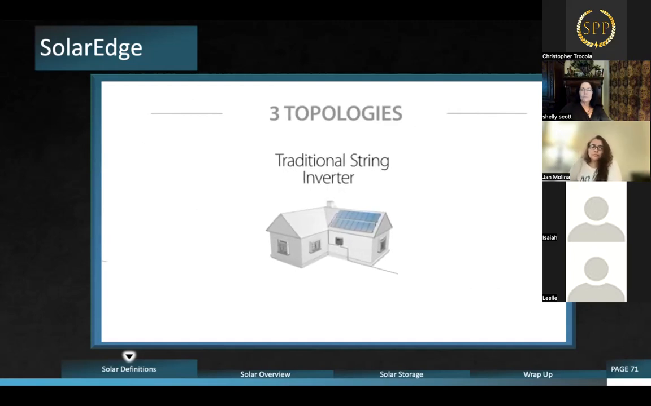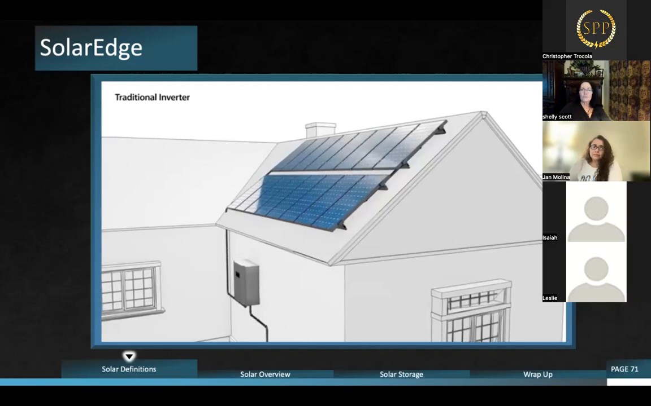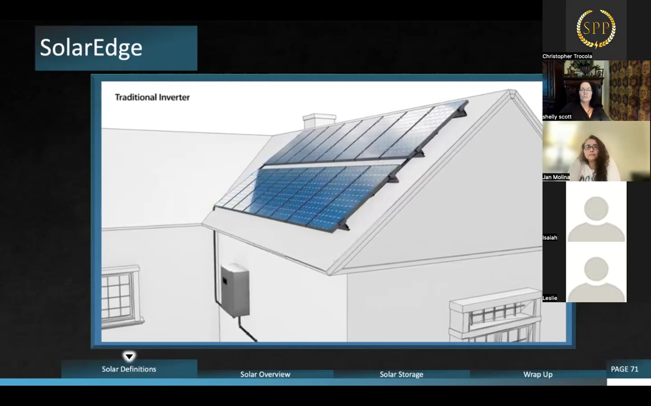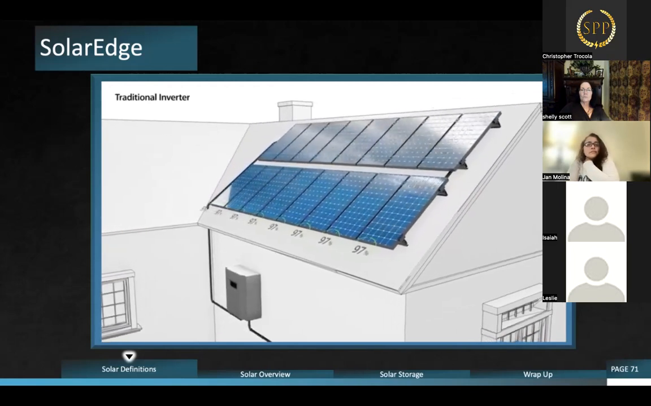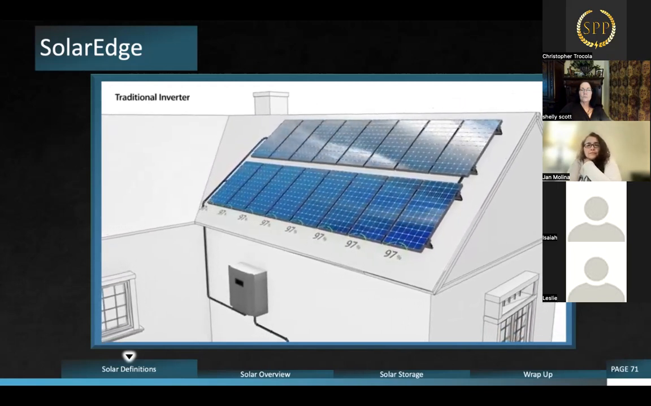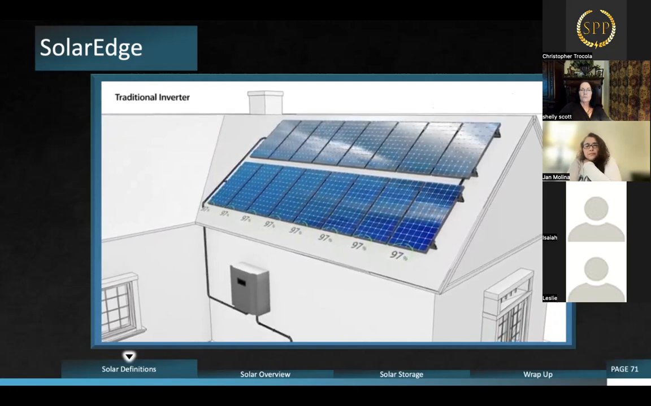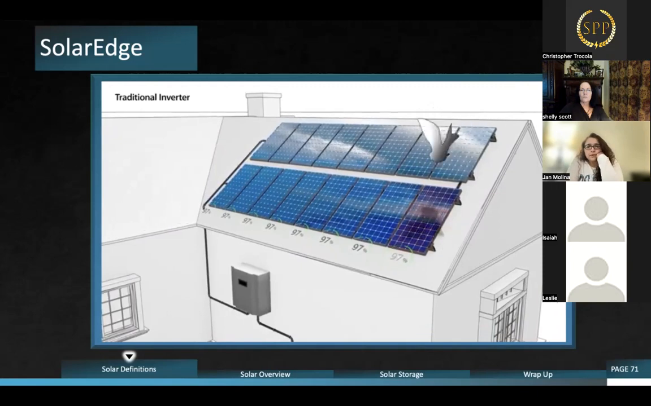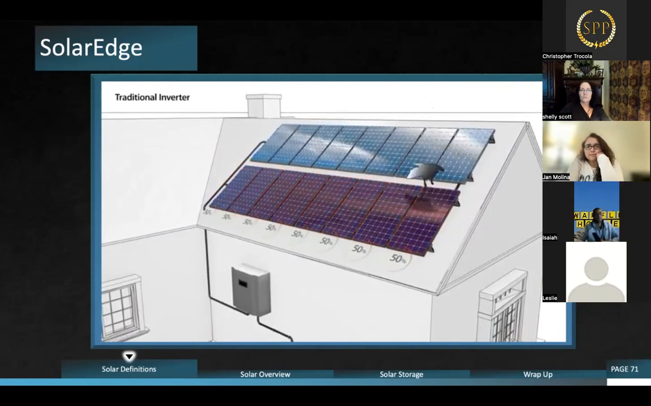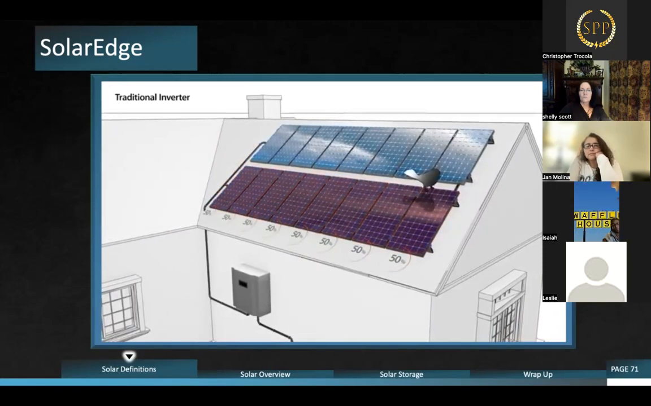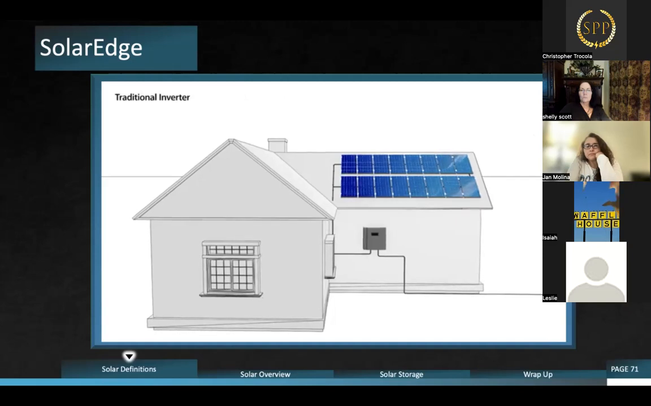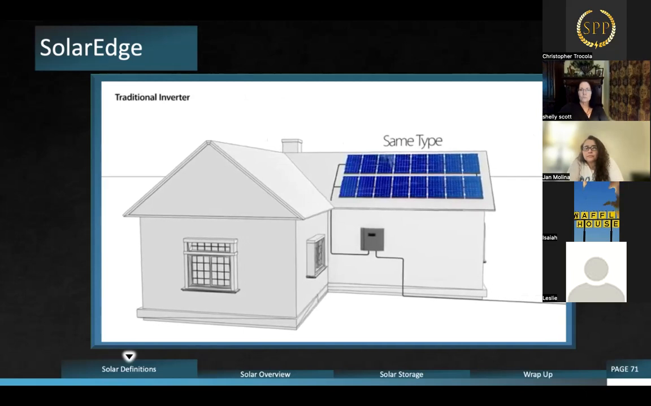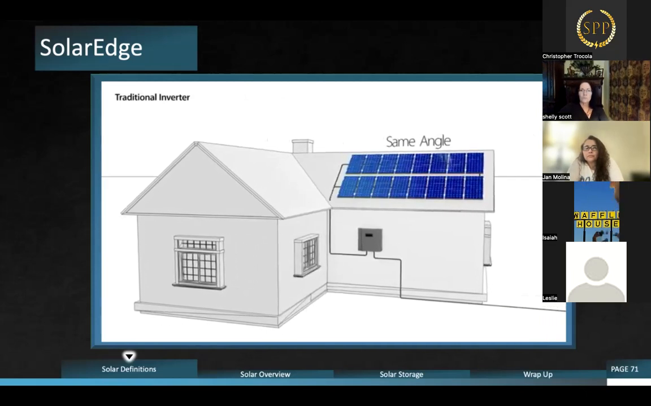number of significant drawbacks. In traditional systems, panels are wired in a series as a string. Since each panel has a unique power production profile, which is a function of differences in manufacturing variances, installation parameters, and shading patterns, the entire system's output is limited. The traditional system design requires all strings to be at the same length, using the same type of panels, and to be positioned at the same angle towards the sun.